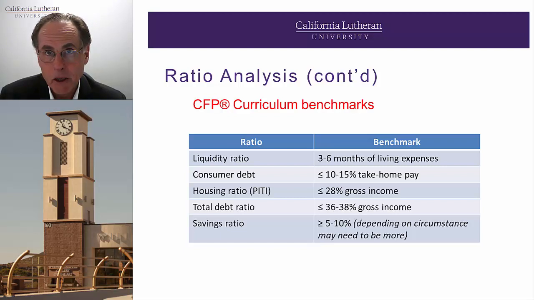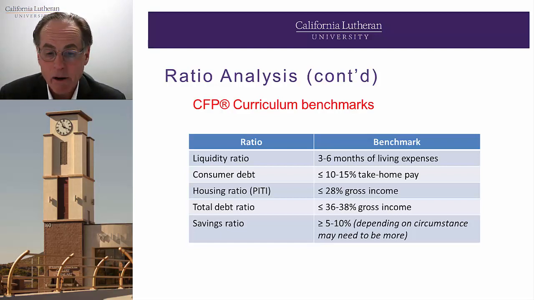The CFP curriculum benchmarks are depicted on this slide. The liquidity benchmark is 3 to 6 months of living expenses. Where a client should be within that range depends on the family circumstance, such as the number of adults working, the projected amount of time to get another job, lifestyle needs, number of dependents, etc.